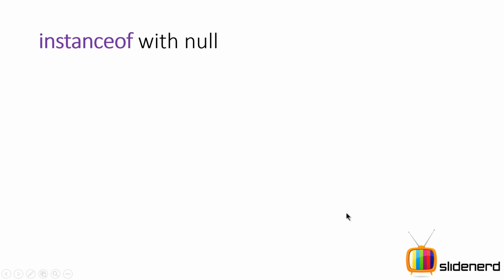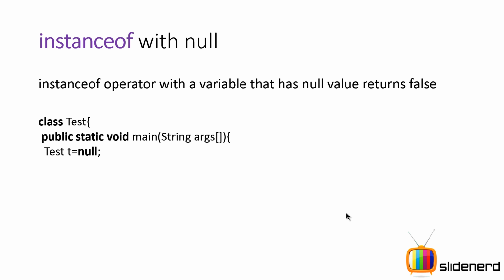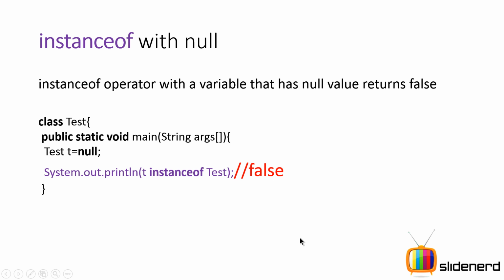Now let's take a look at what happens when instanceof is used with null. Whatever variable you have, whatever type you have, if it is null, then instanceof is gonna return false. For example, we have Test t is null, and if I say t instanceof Test, it's gonna return false because null is an instance of nothing. That's what Java believes, and that's how it works.